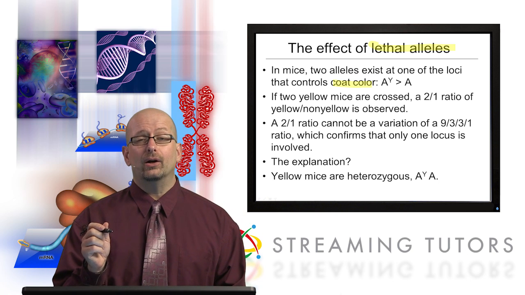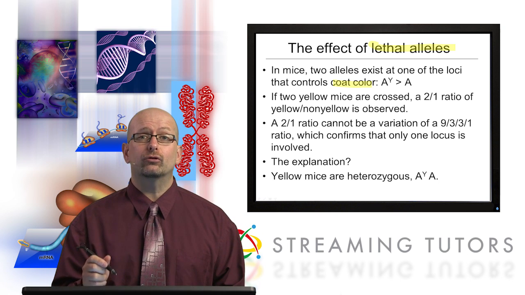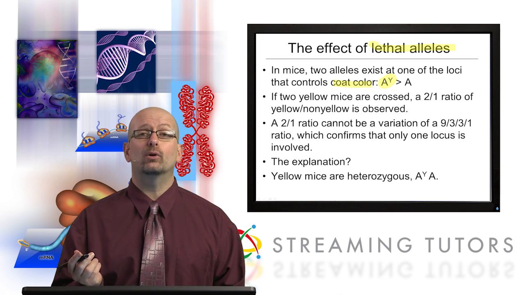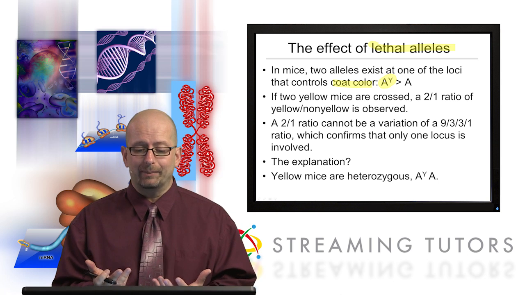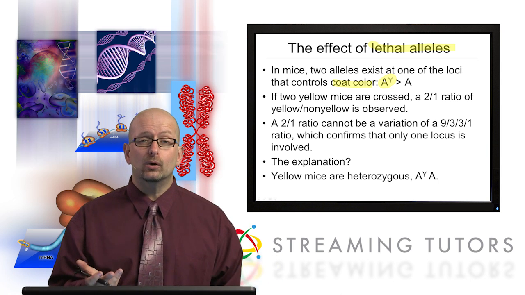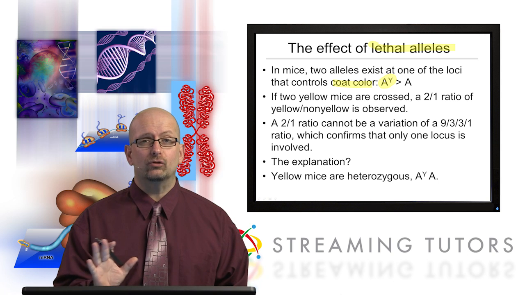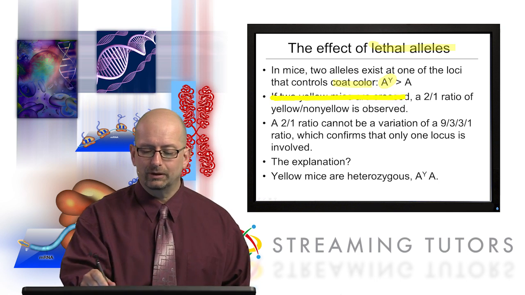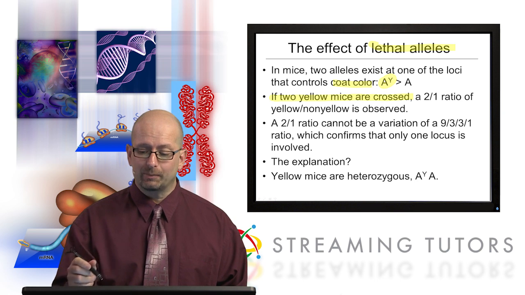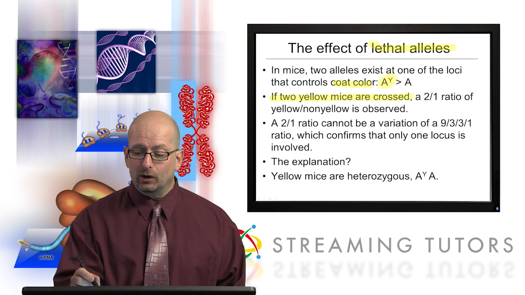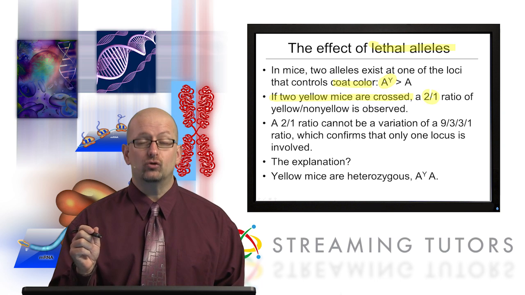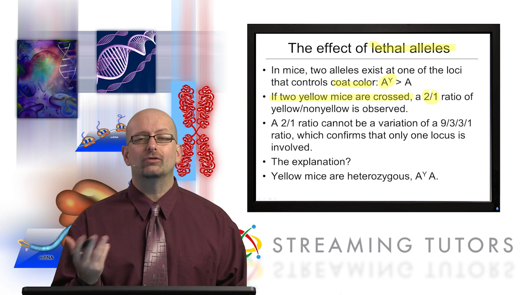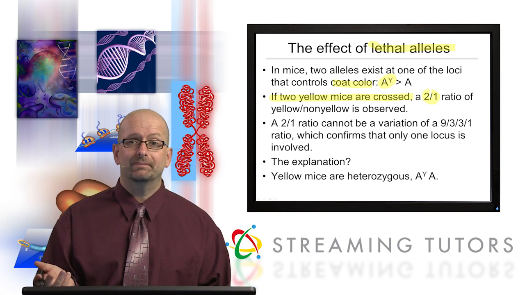So an allele was discovered that was actually dominant to agouti, and they called it capital A, capital Y to give the idea that it was dominant. Now, it caused a yellow coat color, at least this is the preliminary story, and it turned out that if they took two yellow mice, every time, no matter what, and crossed them together, what you see is a strange 2-to-1 ratio of yellow to non-yellow. It turns out that the non-yellow is agouti colored.